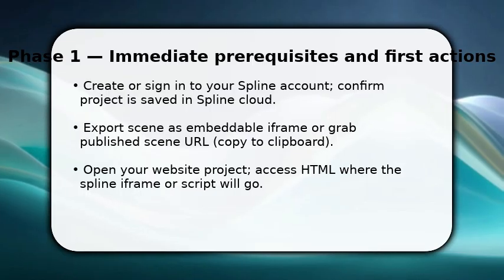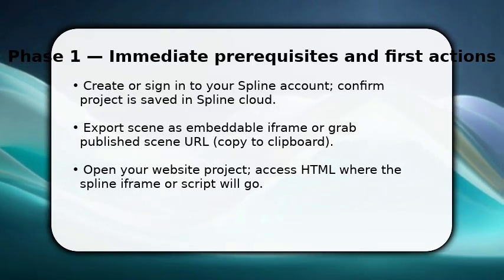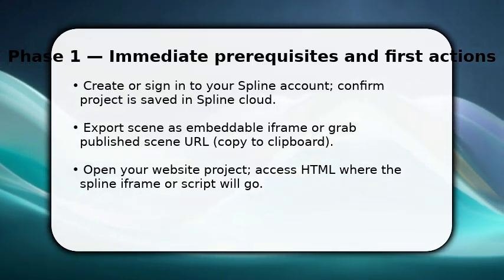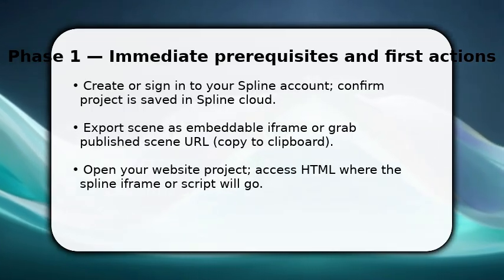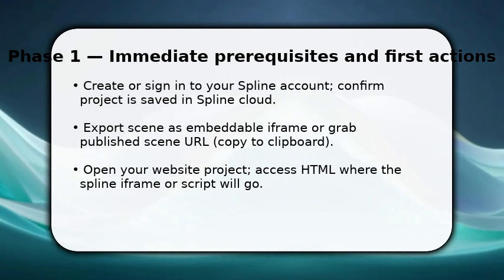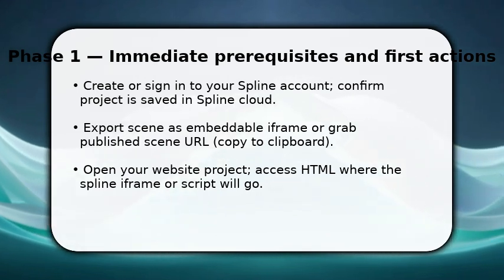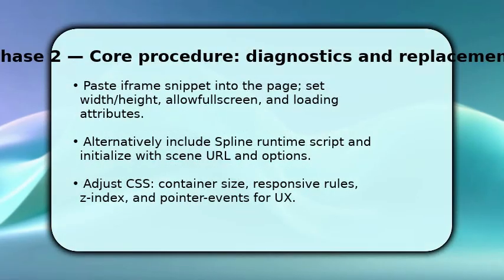Make sure any build tool is paused and have access to the head and body sections. Next, prepare to paste the iframe snippet or include the Spline runtime script. This is the actionable step that starts rendering. Now embed and configure the scene so it behaves on your site.